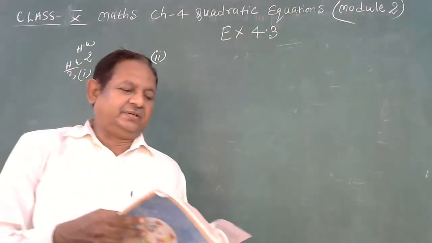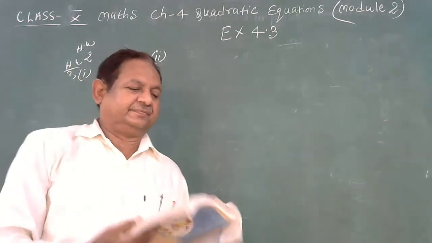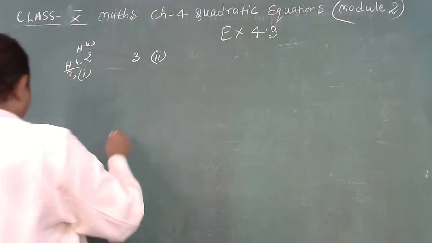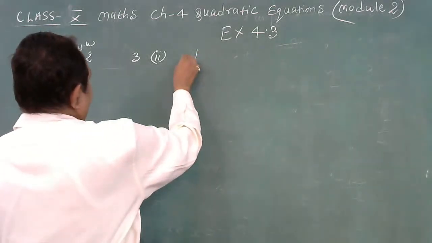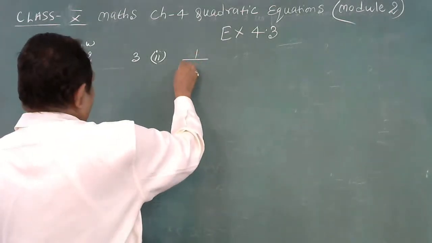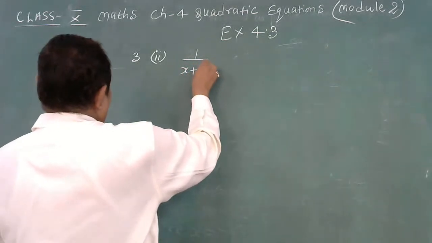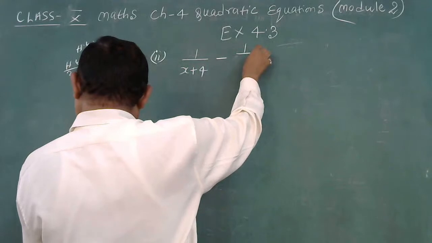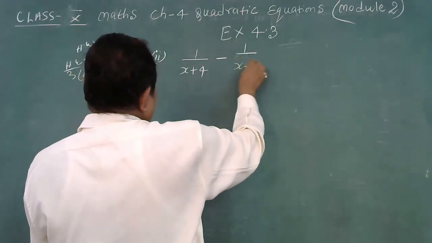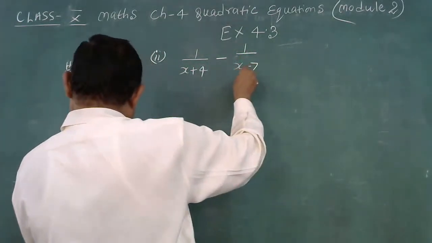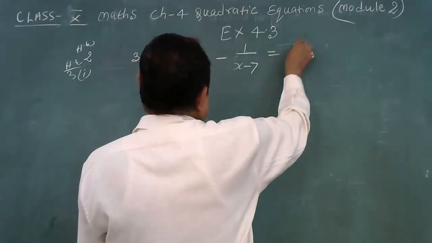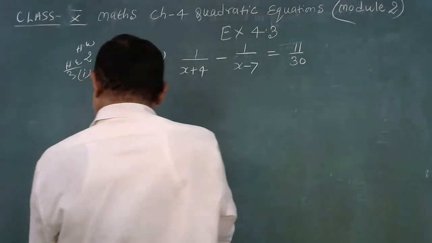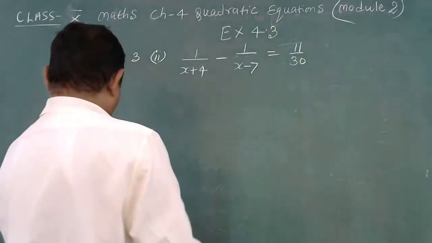So question number 3. The question is 1 upon x plus 4 minus 1 upon x minus 7 is equal to 11 by 30, where x is not equal to minus 4, 7.